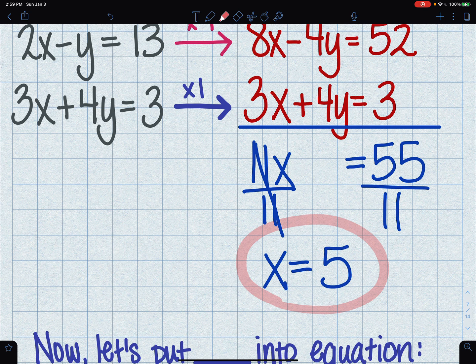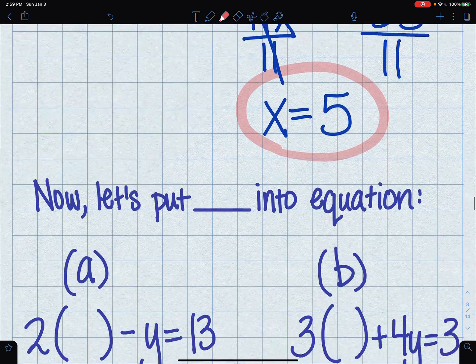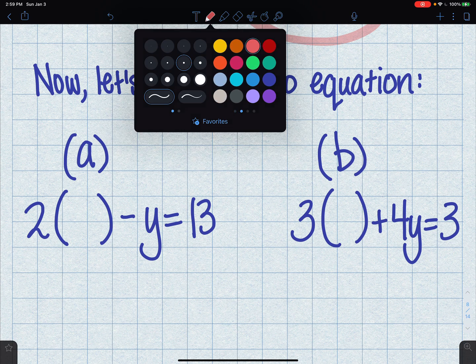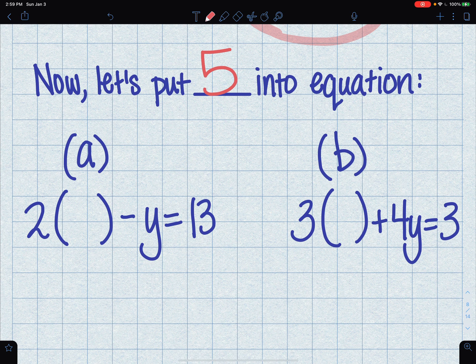But that's only one part of the ordered pair. I still need to figure out what y is. So I've got the 5. Let's put the number 5 into an equation. And you can put it into equation A or equation B. So I wrote them again here. Equation A was 2x minus y equals 13.